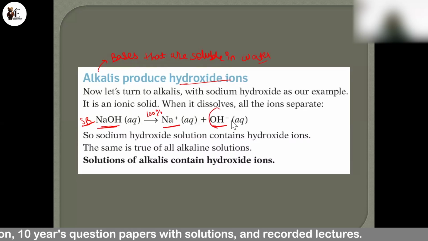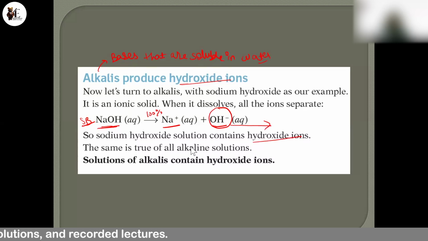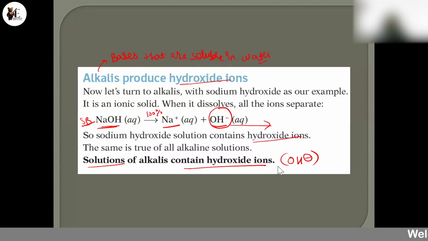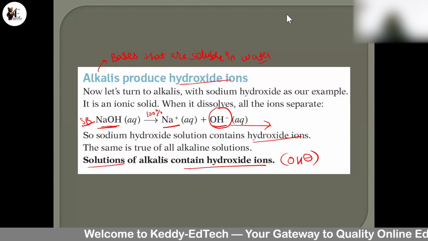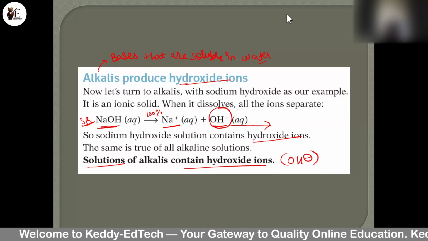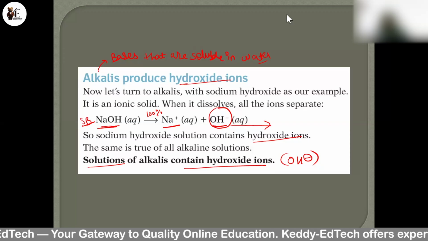So it contains hydroxide ions. OH- ions are known as hydroxide ions. This is true for all alkaline solutions: solutions of alkalis contain hydroxide ions, or OH- ions. So acids produce H+ ions and bases produce hydroxide ions. Copy it. You said acids produce H+ ions and bases produce hydroxide ions, OH- ions.